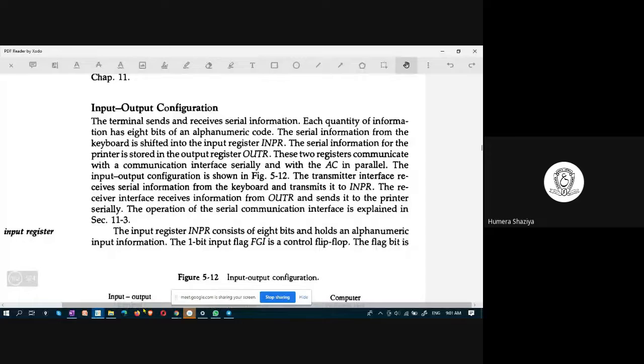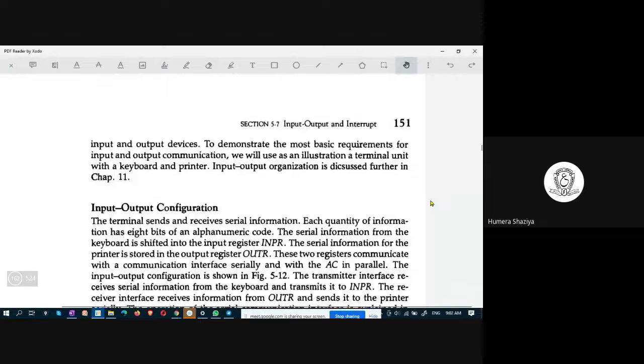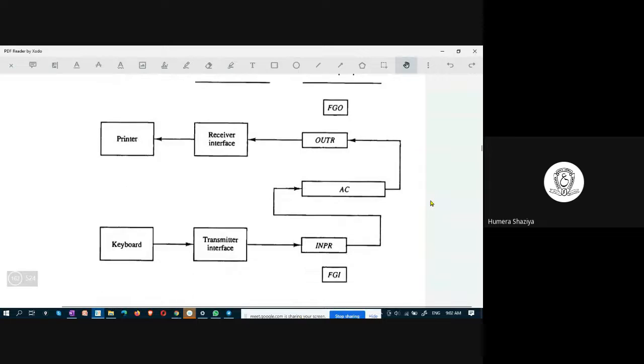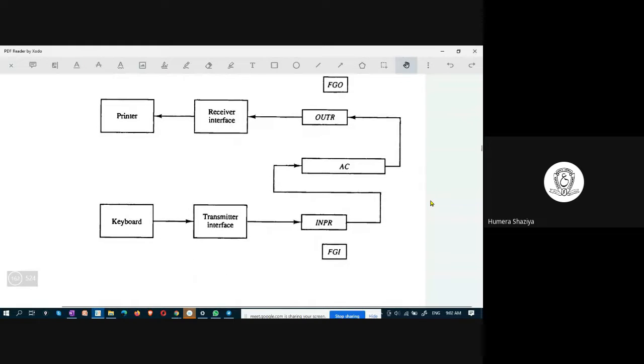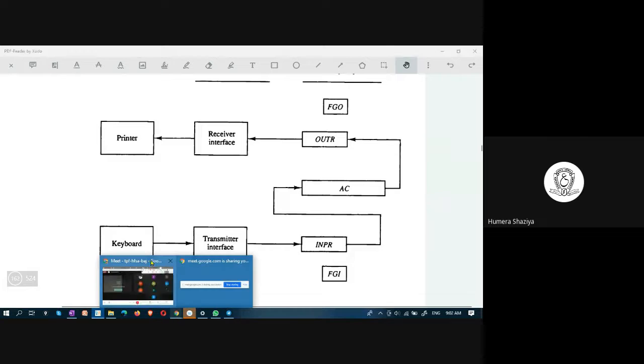Good morning, students. Today's topic of discussion is input-output configuration. We know very well that a computer system comprises input and output devices. We will look at the input-output configuration, how actually it works in a computer system.